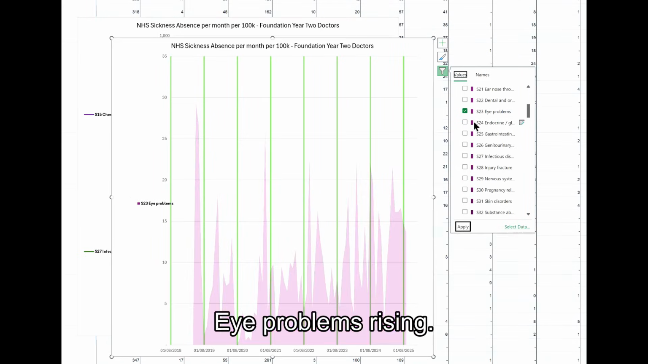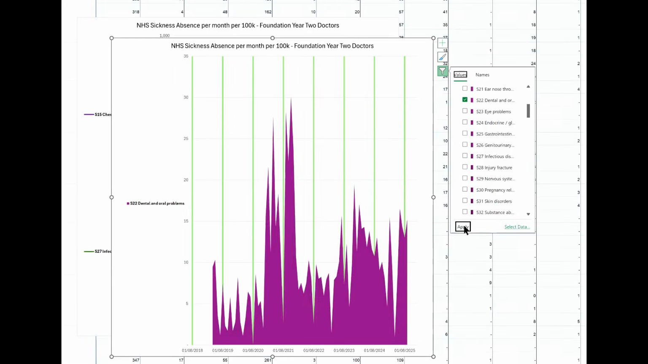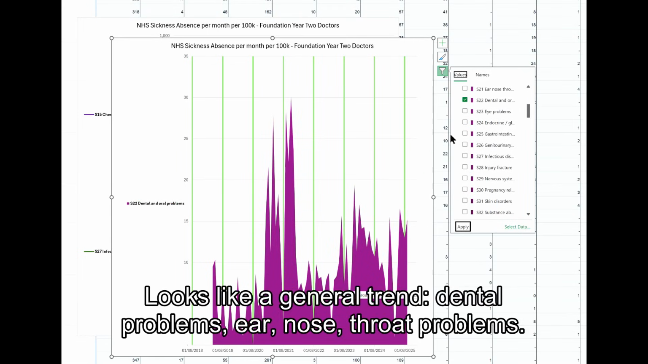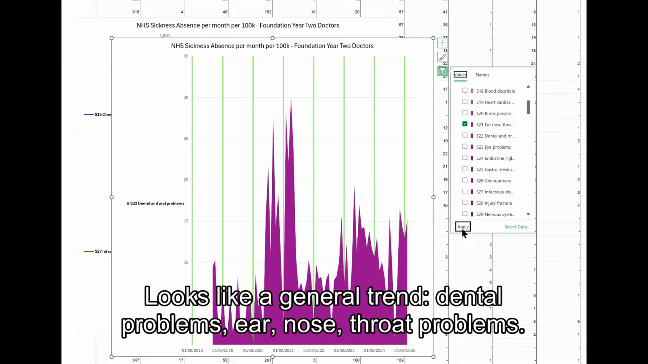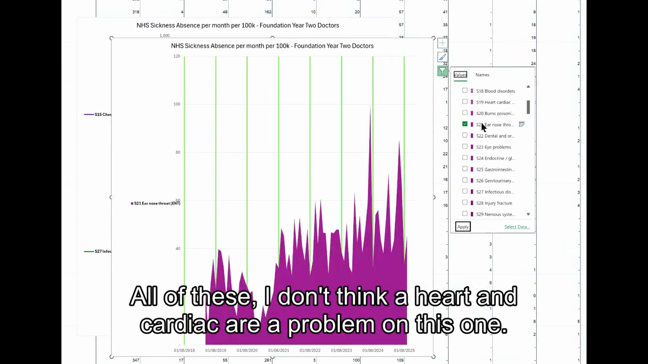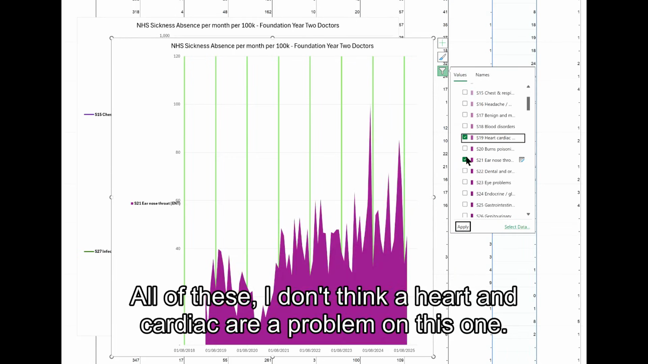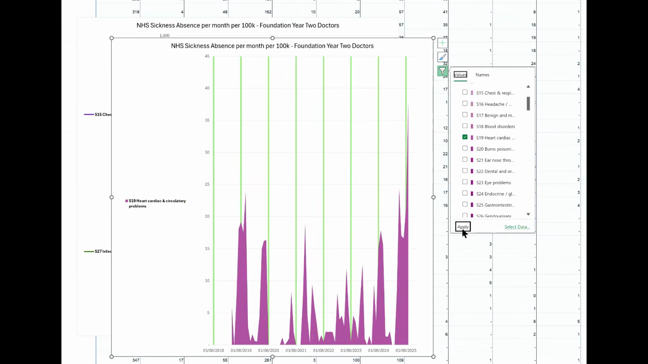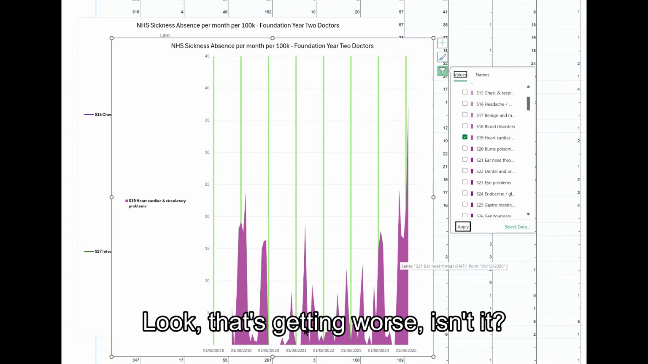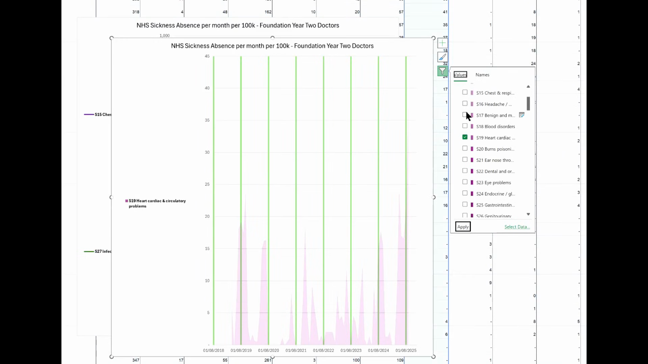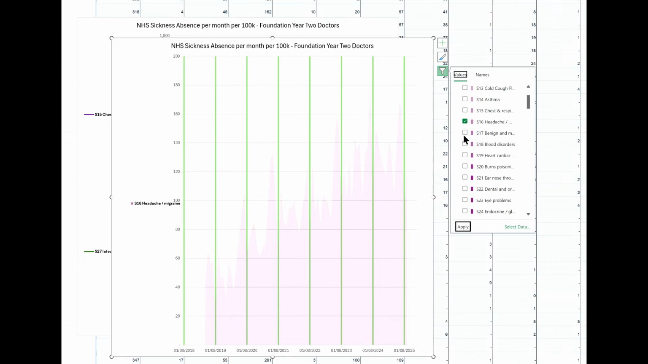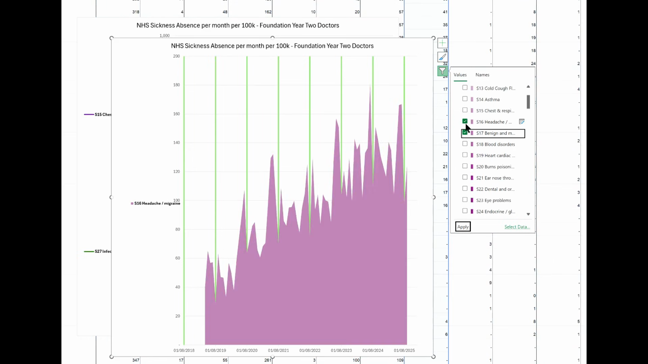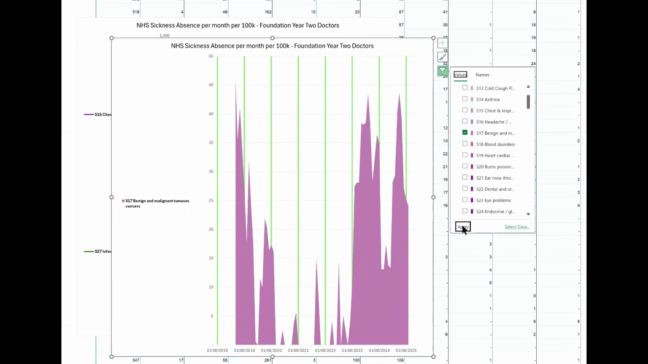Eye problems rising. Looks like a general trend. Dental problems. Nose, throat problems. All of these. I don't think the heart and cardiac are a problem on this one. Well, look, that's getting worse, isn't it? Oh, headaches and migraines. Good news, maybe. Oh, is it?